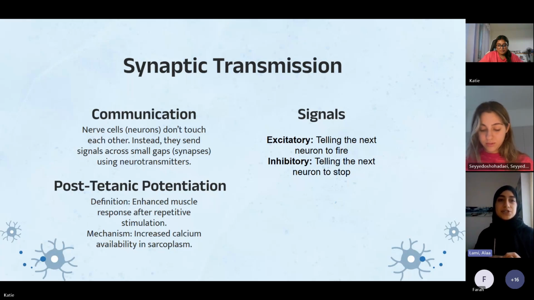And then post-tetanic potentiation. It means that there's enhanced muscle response after repetitive stimulation. And this is why we see sportsmen warming up before actually exercising. It's to enhance the muscle response by stimulating it before they actually start the exercise, whatever it is. And what is the mechanism of that? It's by increasing calcium availability in the sarcoplasm by using the muscle, causing it to contract before the actual exercise. Okay, Katie, you can move.